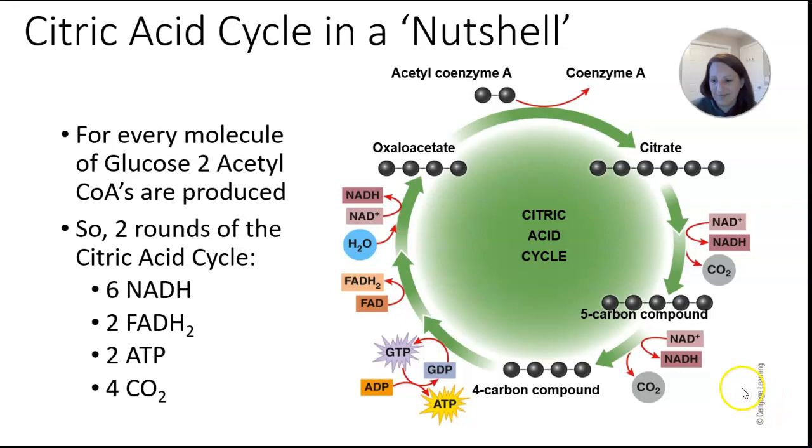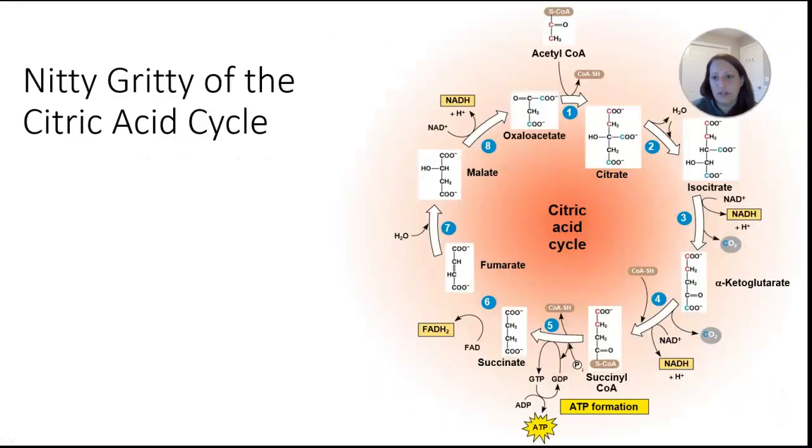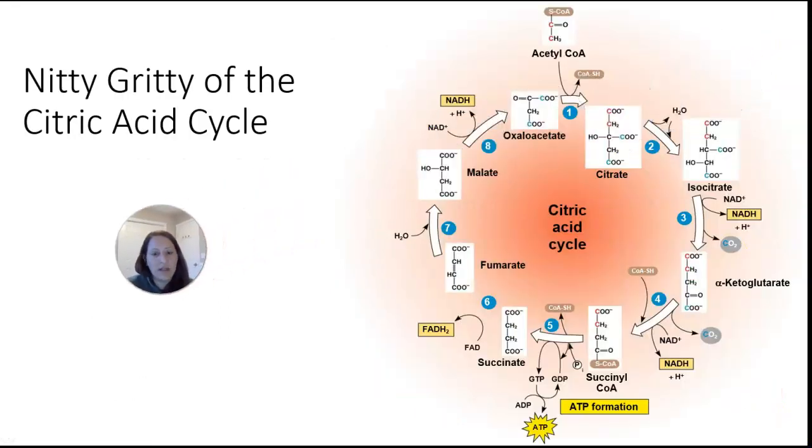I have to show you the nitty-gritty just because. Okay, so again, I don't expect you to memorize this, but I wanted you to see all 8 steps. And so if we start at the beginning, here's oxaloacetate. It's a 4-carbon molecule. It combines with the acetyl group to form the 6-carbon molecule called citrate. Citrate then becomes isocitrate, which is oxidized and decarboxylated.